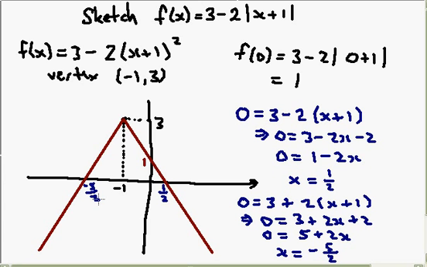So I first found out where the vertex was, okay, using my knowledge from quadratics, using completing the square form. I substituted in x is 0 to work out where it crosses the y-axis, and then I substituted in f of x is equal to 0 into both cases of the modulus sign where it is positive or negative.